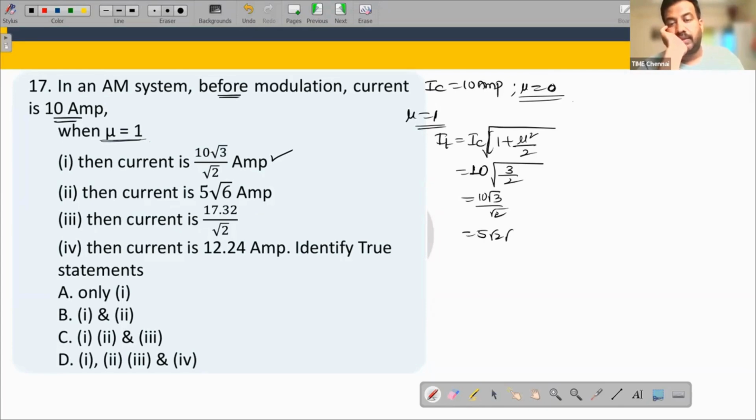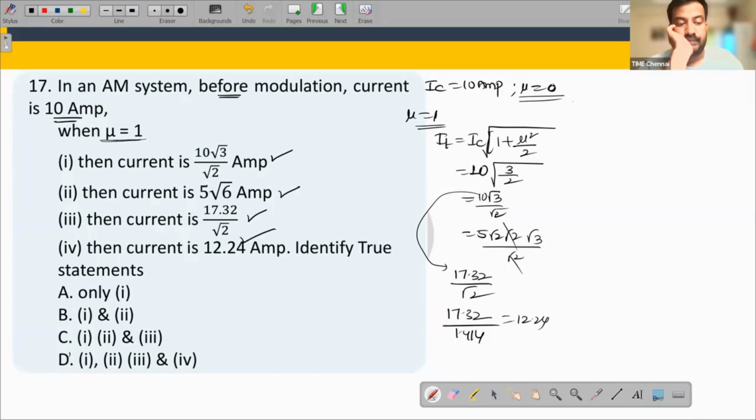10 can be written as 5 into root 2 into root 2. That's 5 root 6, is correct. Root 3 can be written as 1.732 into 10. 17.32 by root 2, this is also correct. 17.32 by 1.414 is 12.24. So this is also correct. Option D is the answer.